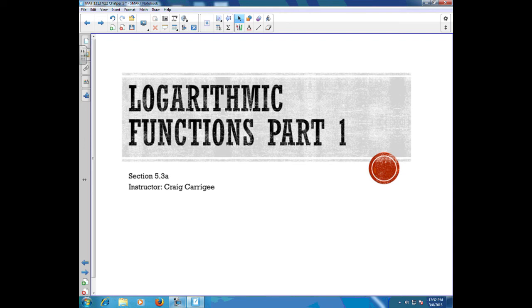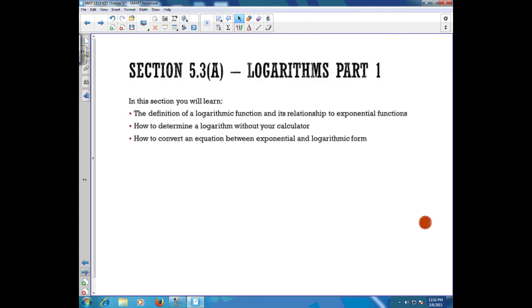Today we're going to talk about logarithmic functions, and this will be the first part of this section. So in this section, you're going to learn the definition of a logarithmic function and its relationship to exponential functions. We're going to talk about how to determine a logarithm without your calculator, and then how to convert an equation between exponential and logarithmic form.